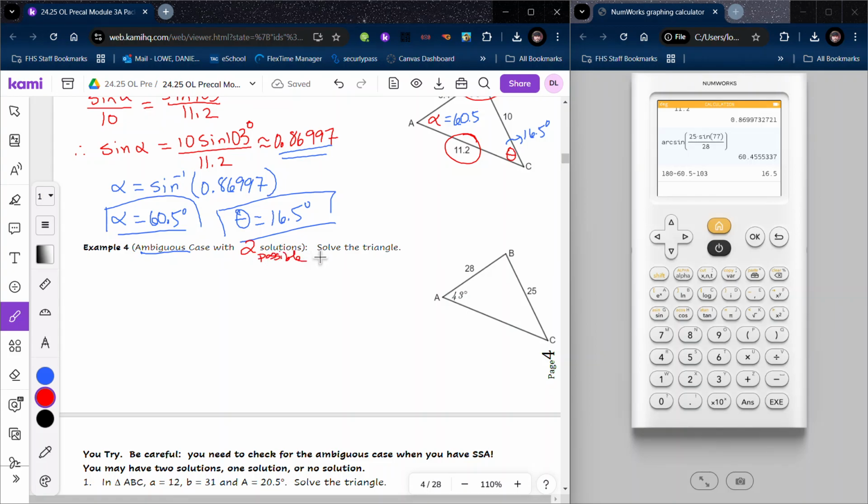Okay, how do we know I have an ambiguous case? Well, if I have angle side side, or side side angle if you're going counterclockwise, I could be ambiguous. What does that mean for me? That means that I could have triangle 1, A, B, and C, or I could have triangle 2, A, B, and C.